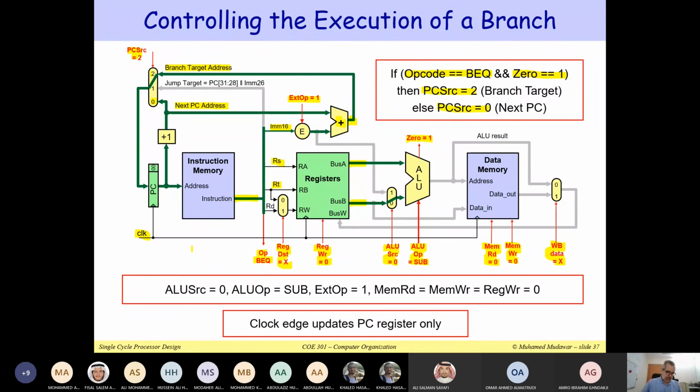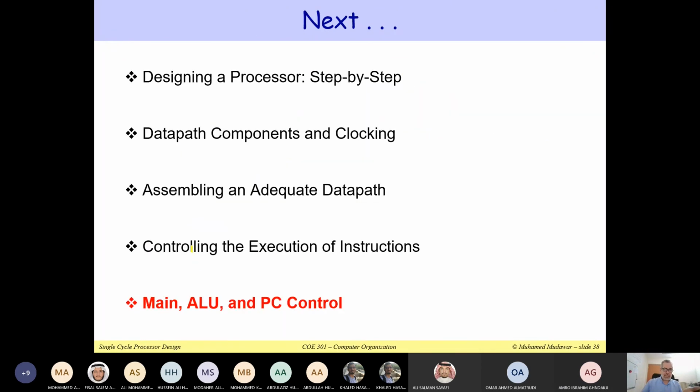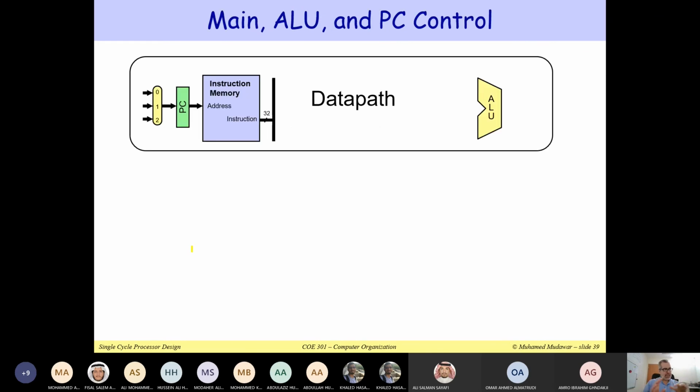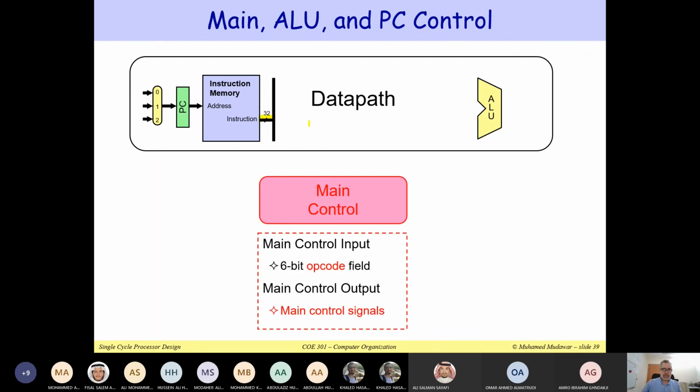So what is missing is the main control, the ALU control and the PC control. I need to talk about these things. We need to generate these control signals. So this is my data path, I'm just not showing all the details. Remember that when we fetch the instruction, we have the instruction here at the output of the instruction memory. So what I need is to extract the opcode from the instruction and pass it to the main control logic.